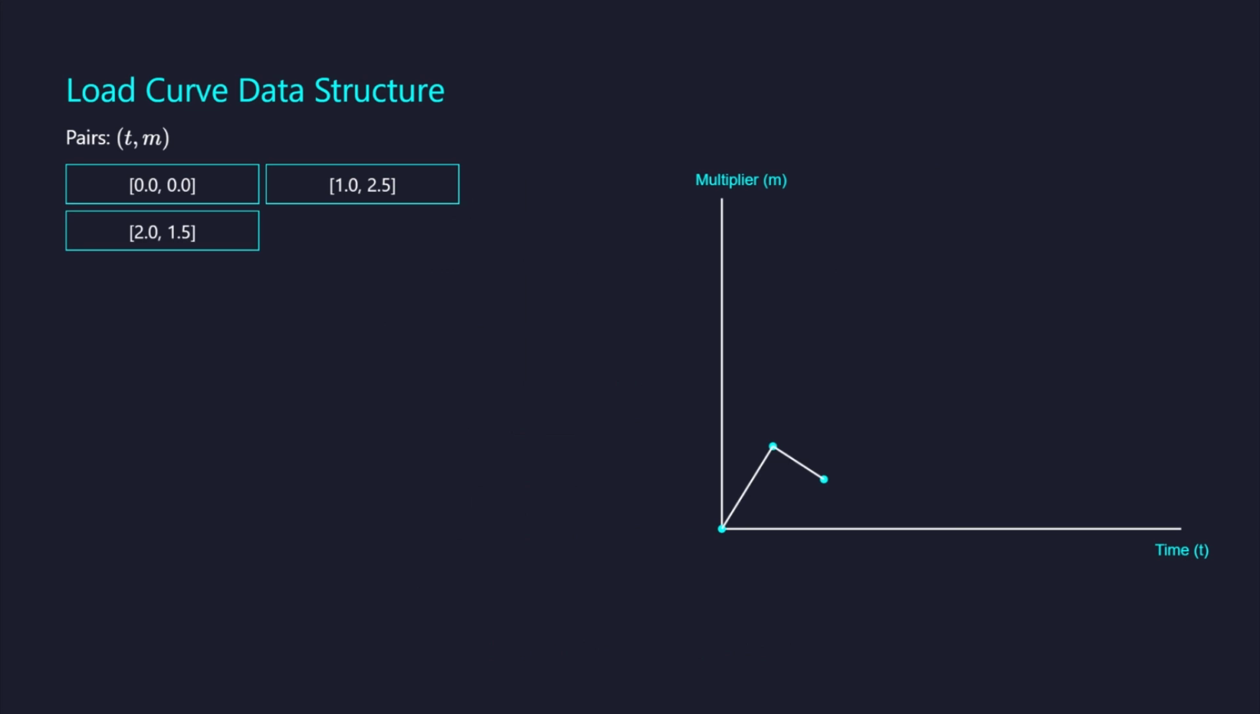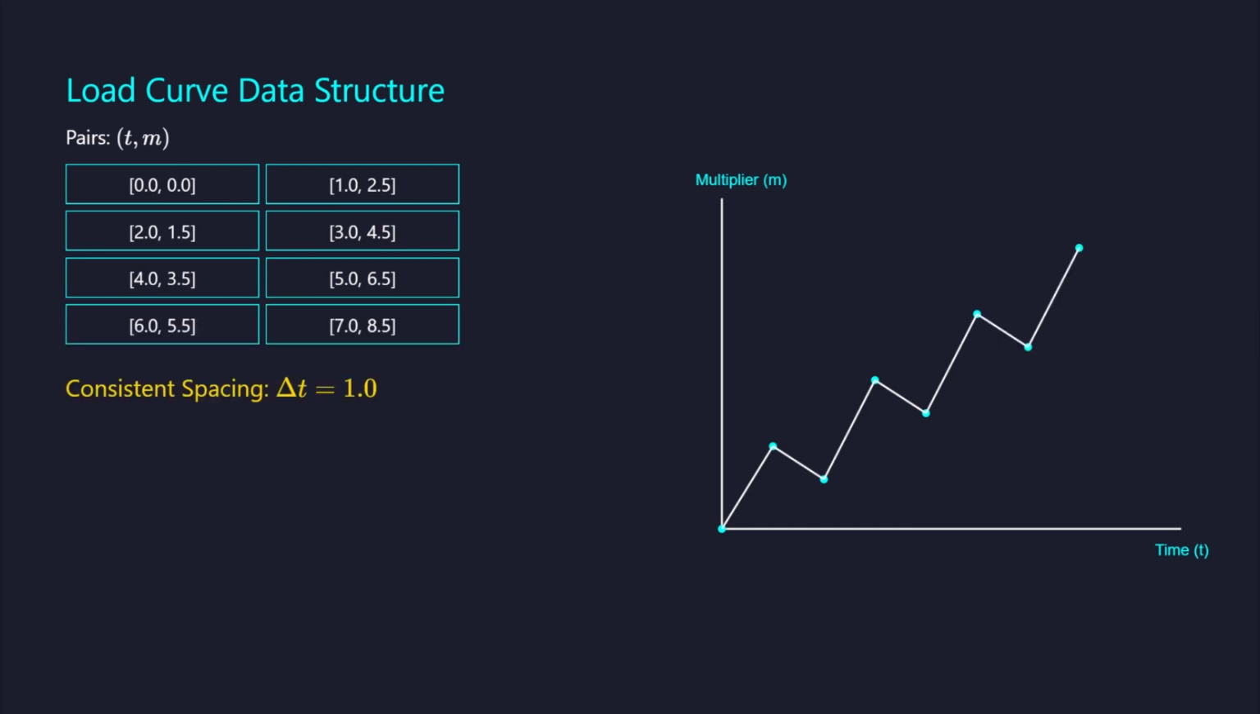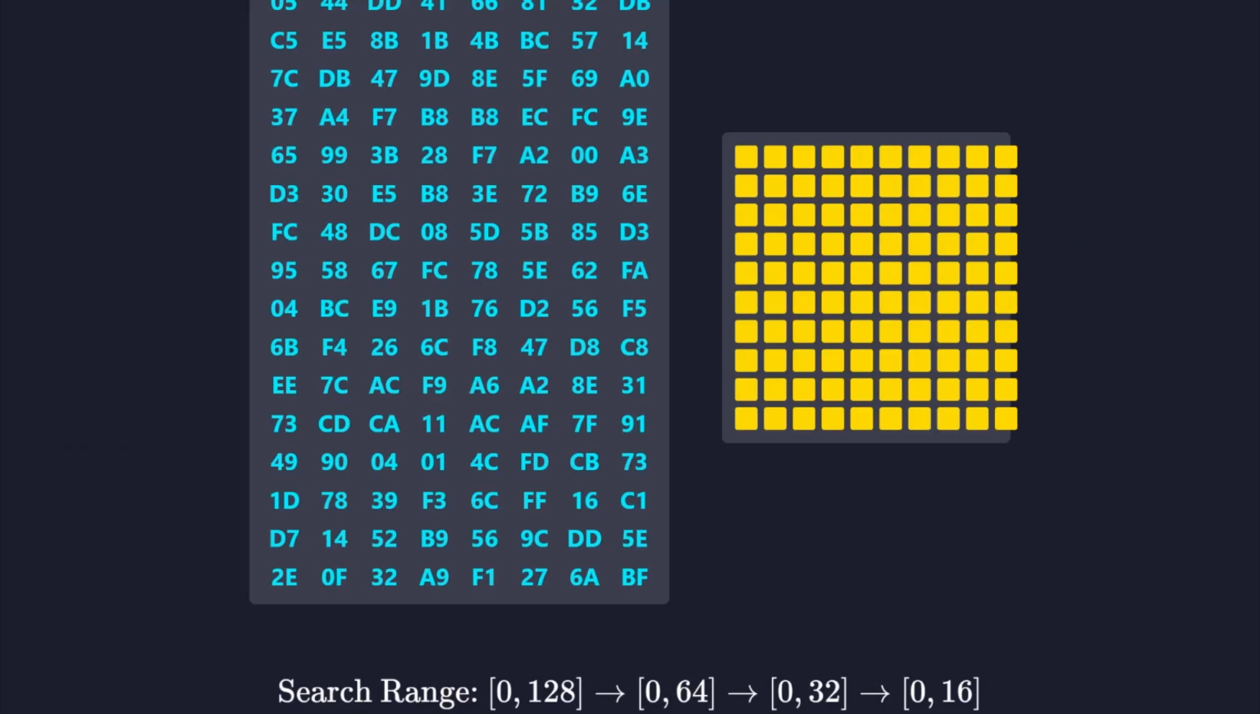Identify load curve data by finding pairs of floats representing time and multiplier values. These tables are usually stored as continuous arrays, making them easy to extract and plot for validation against the input deck. Consistent spacing between these pairs often indicates a fixed time-step simulation.